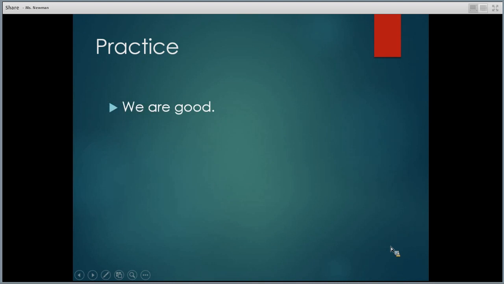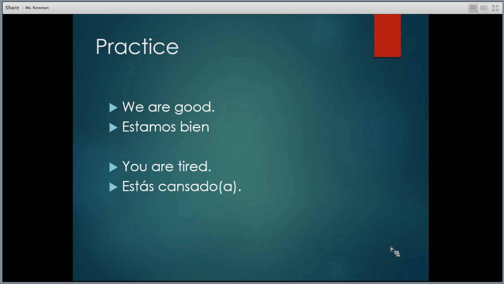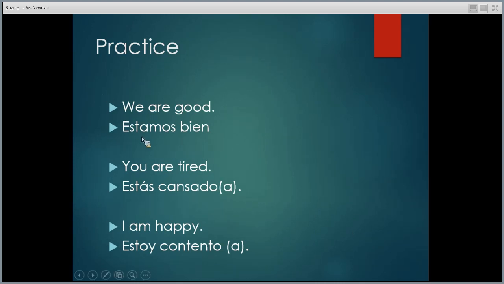We are good, like today. You know, if someone asks you how you're doing, we're good. Estamos bien. You are tired. Estás cansado or cansada, depending on if it's a girl or a boy. I'm happy. Estoy contento or contenta, depending on if it's a girl or a boy. Okay, so hopefully you can see how you would use that chart. You find the right conjugation that matches up with that subject pronoun, we, you, I, whatever it is.